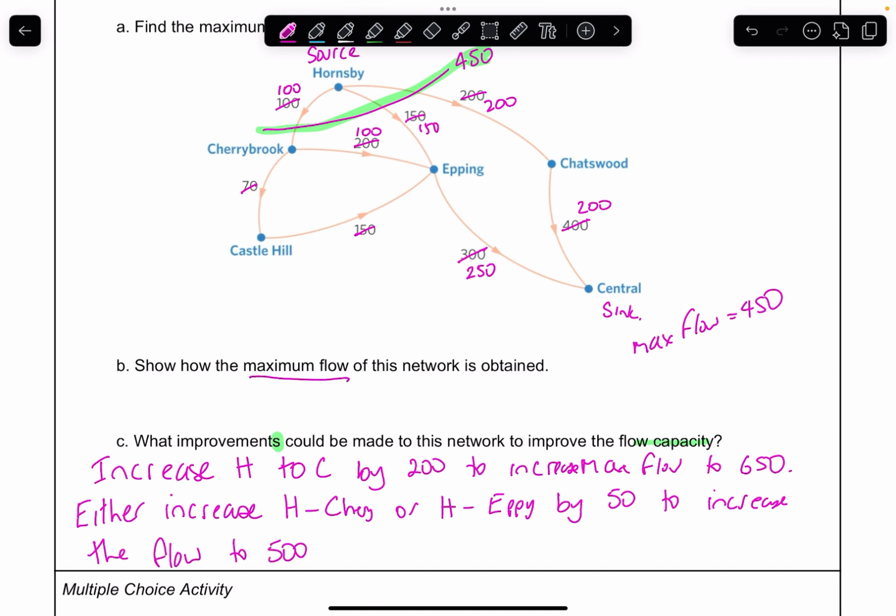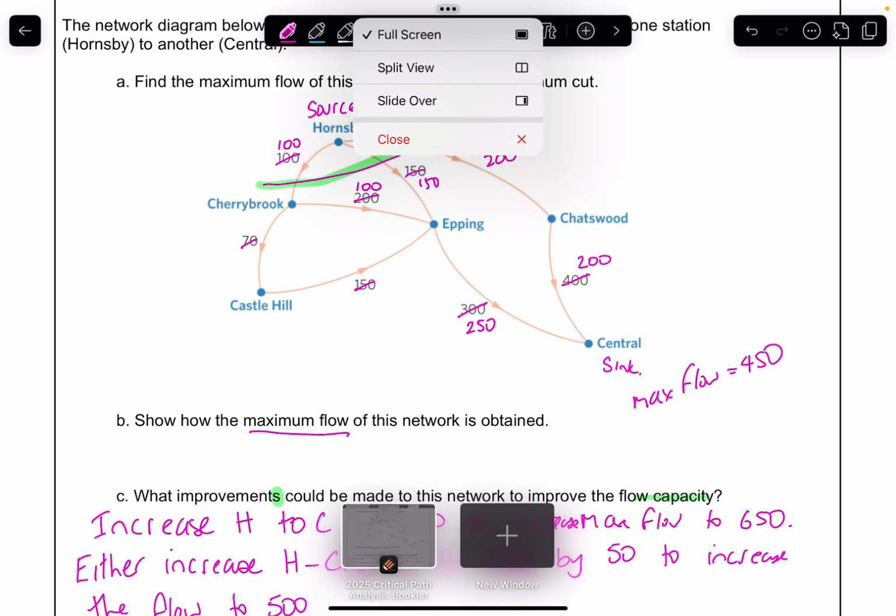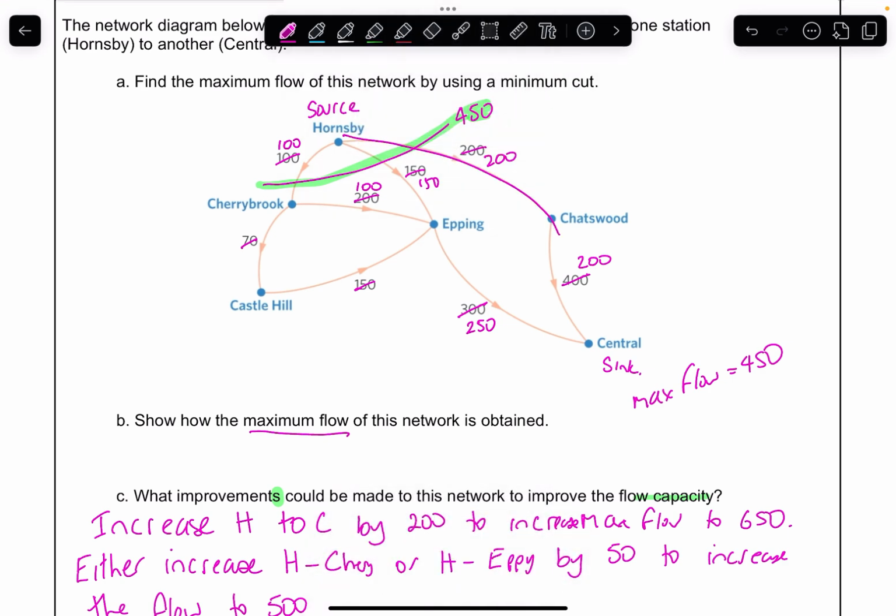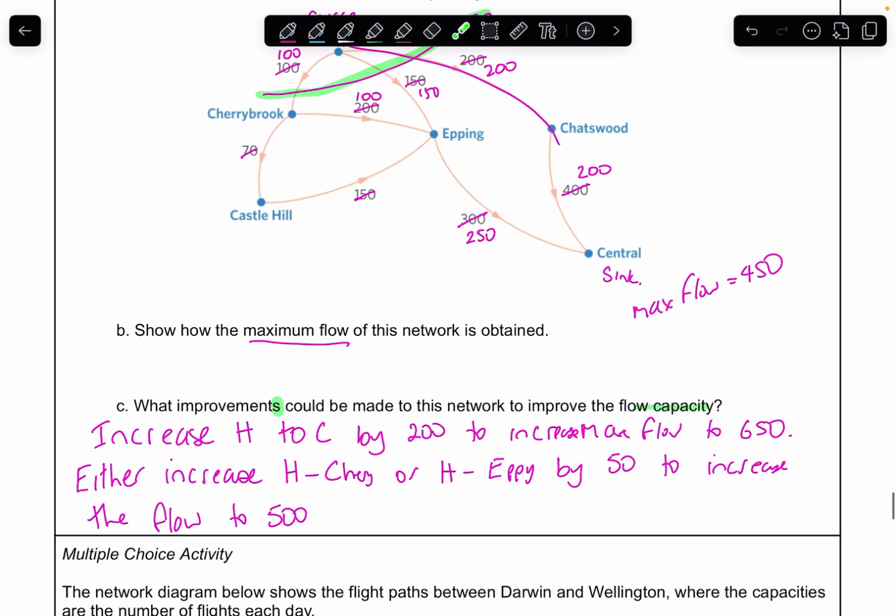Okay, so for this one, we definitely want to increase it. This one here. But for this one, we only want to increase one of them, because if we increase both, we end up with too much down here and it's wasted money increasing it. So make sure that you use the word either if it's only one of them, or just tell them that you want to increase it.